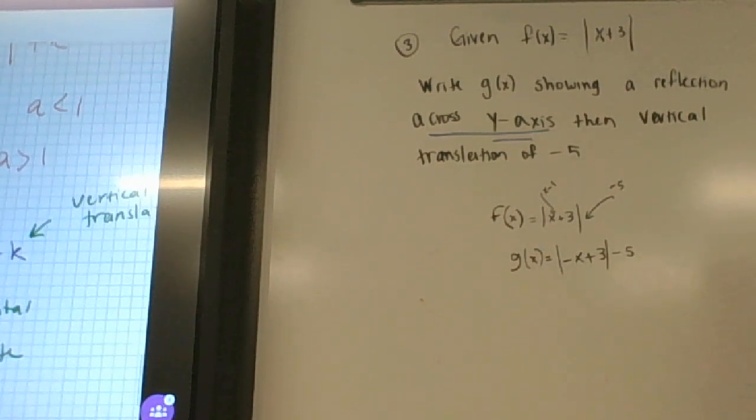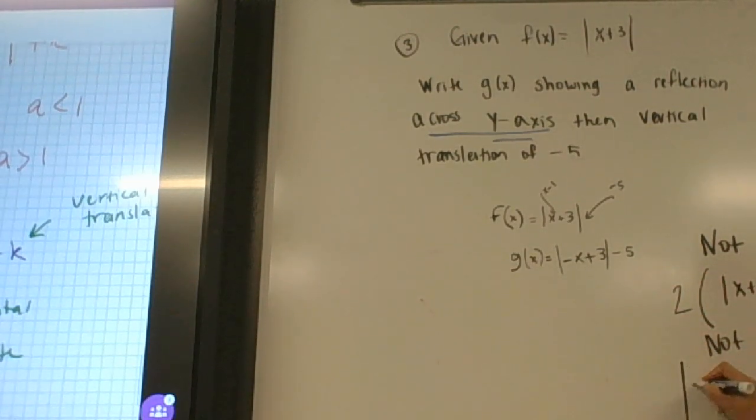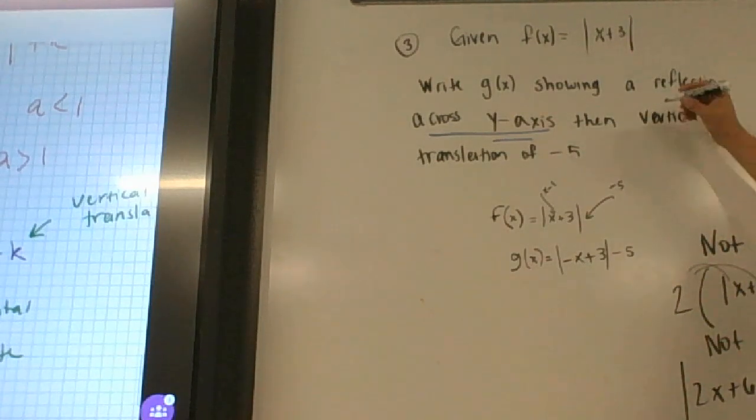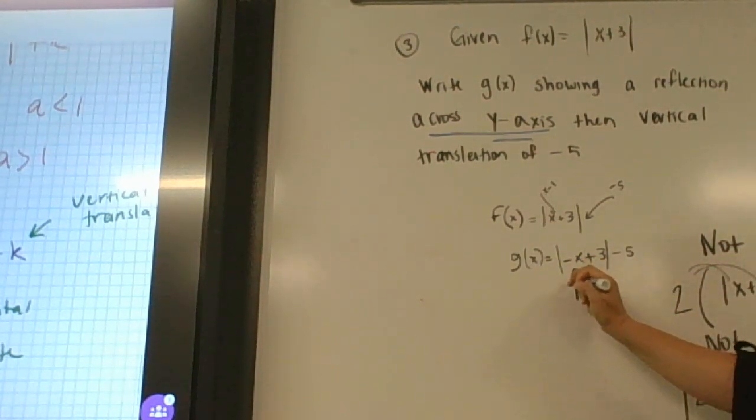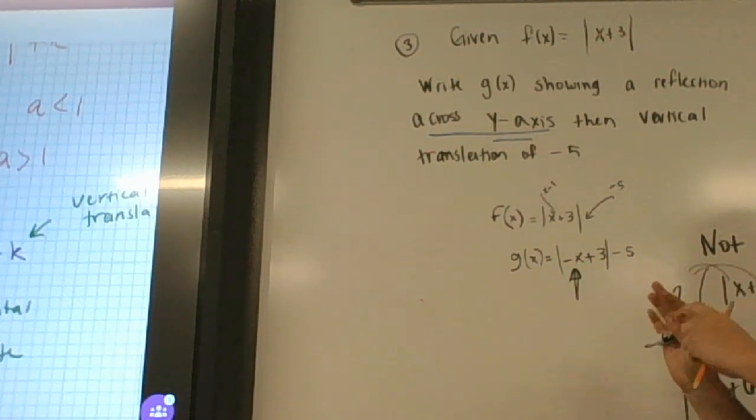Thank you for bringing this up. Now, this is not distribution. I'm not multiplying it into this whole thing. Let's look at what it's not. If I was to put a 2 outside the absolute value of x plus 3, I cannot make it 2x plus 6. That would be distributing it in, putting it into all those parts. That is not what I'm doing. This is just putting a negative 1 next to x. It's almost like an insert, not a distribution.